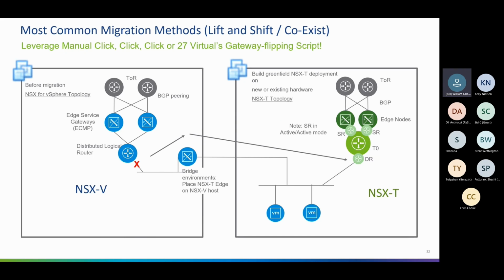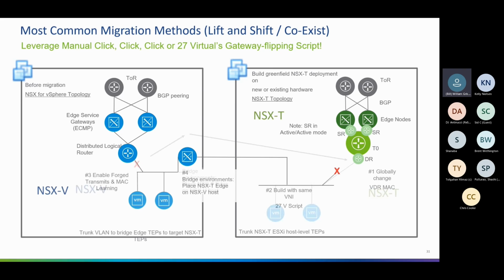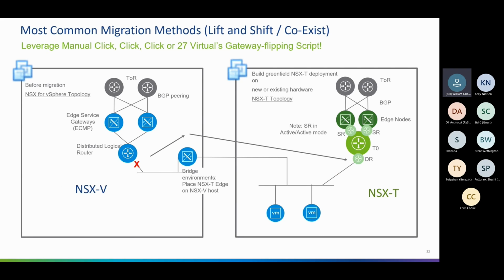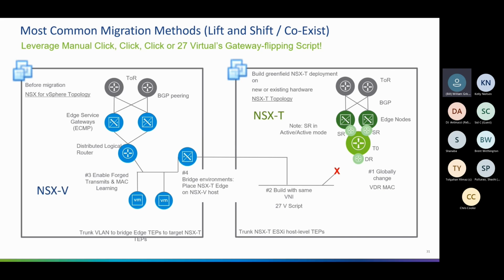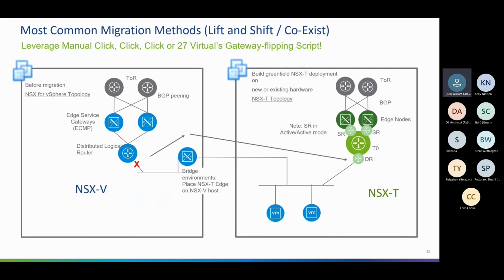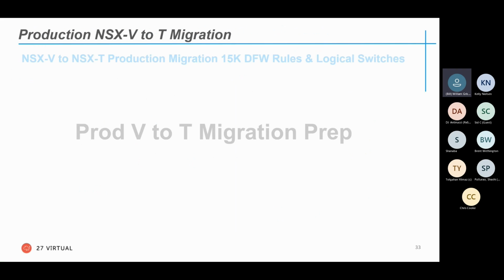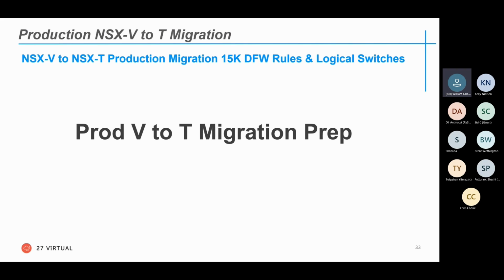And then you're going to go through the step where you flip the gateway. So you start out like this, you migrate the workloads over to the target. Once the workloads are on the target in T and everything is validated and tested, we need to swing the gateway over, because the minute you move the VMs over, the firewall rules are going to be in effect, but they may not be routing out through the tier 0. So we need to flip the gateway. We have a script from 27 Virtual that will flip that gateway for you and get it moved over.